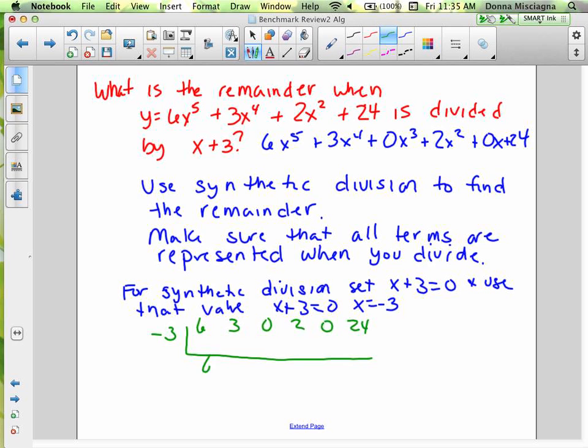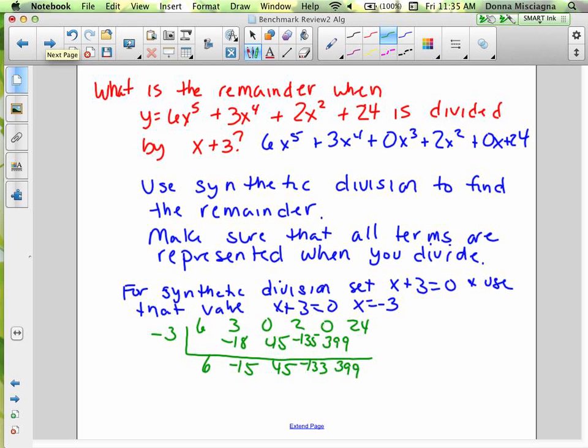You bring down the first term, right? That starts at 6 times negative 3 is negative 18. Add, we get negative 15. Negative 15 times negative 3 is 45. Add, we get 45. 45 times negative 3, I chose a nice big number, didn't I? Is going to be negative 135. Add, you get negative 133. Negative 3 times negative 133. Oh, it's not that bad. It's going to be 399. Add, you get 399.